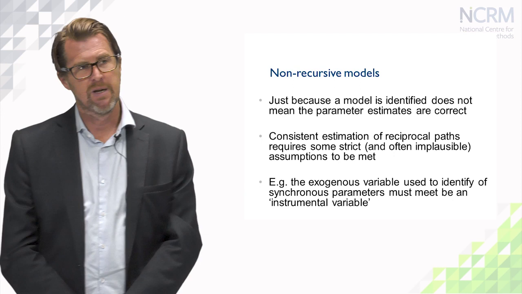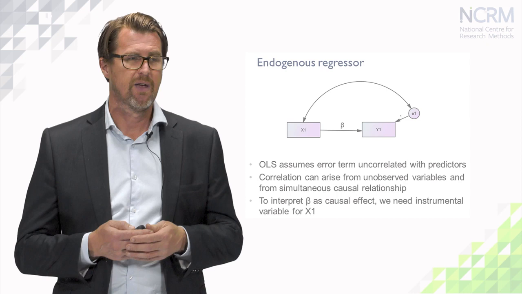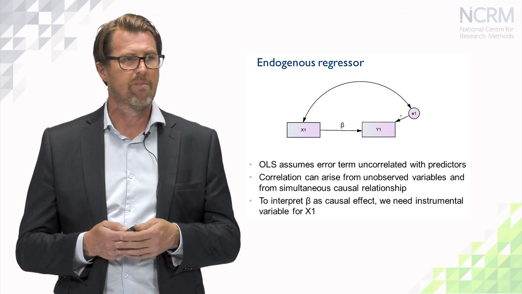And to understand what we mean by an instrumental variable in this context, it's useful first to understand another concept, which is that of an endogenous regressor. And here we've got a simple path diagram to help understand what we mean by an endogenous regressor.